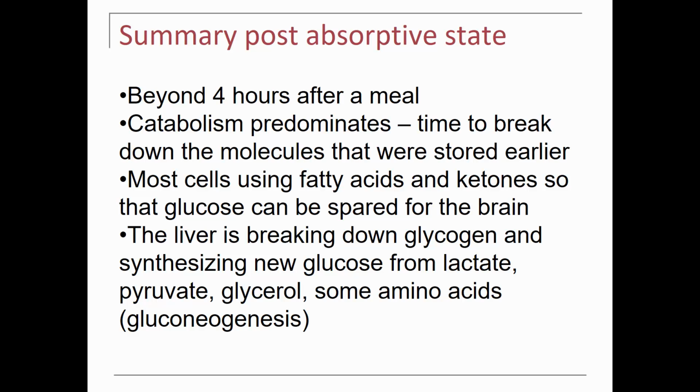Now, the liver is breaking down glycogen to make sure that there's blood glucose for the brain. And it's also making new glucose. The sources for that new glucose are lactate, pyruvate, glycerol, and some amino acids. This process is called gluconeogenesis, the creation of new glucose from non-carbohydrate sources. I want you to notice that lactate, pyruvate, glycerol, and some amino acids all have something in common, and that is they're all 3 carbons. And 2 3-carbon molecules can be put together to make a 6-carbon glucose.